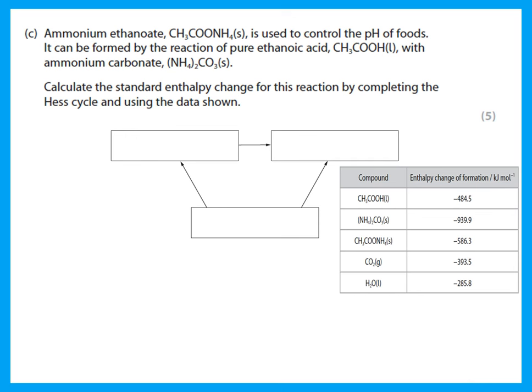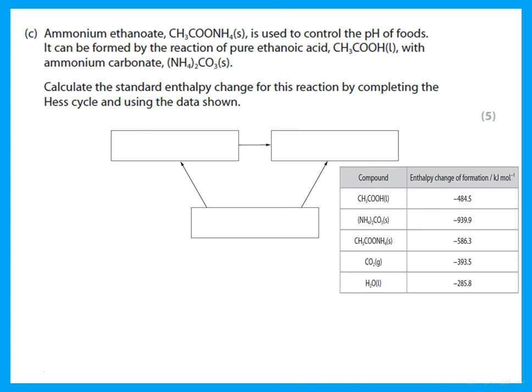Are we following? Okay. Then the next question says ammonium ethanoate is used to control the pH of foods. It can be formed by the reaction of pure ethanoic acid with ammonium carbonate. And he wants to calculate the standard enthalpy change for this reaction by completing the Hess's cycle and using the data shown. So first of all, what are the data that he gives me? These are the delta H of formation of all of these things.